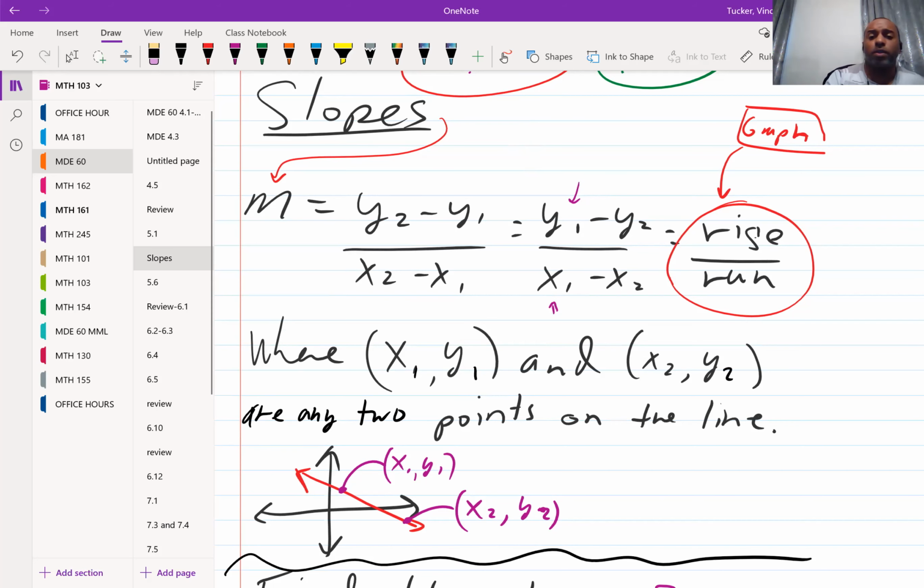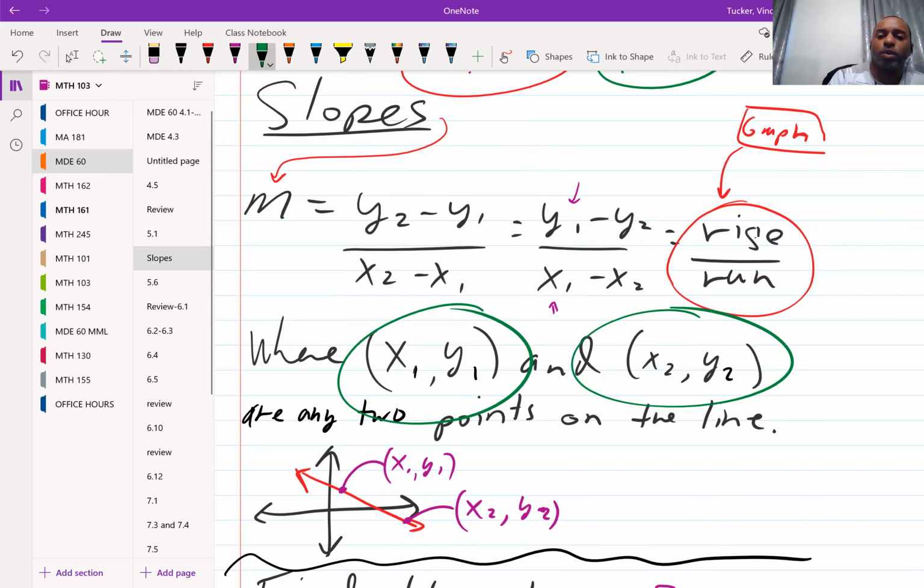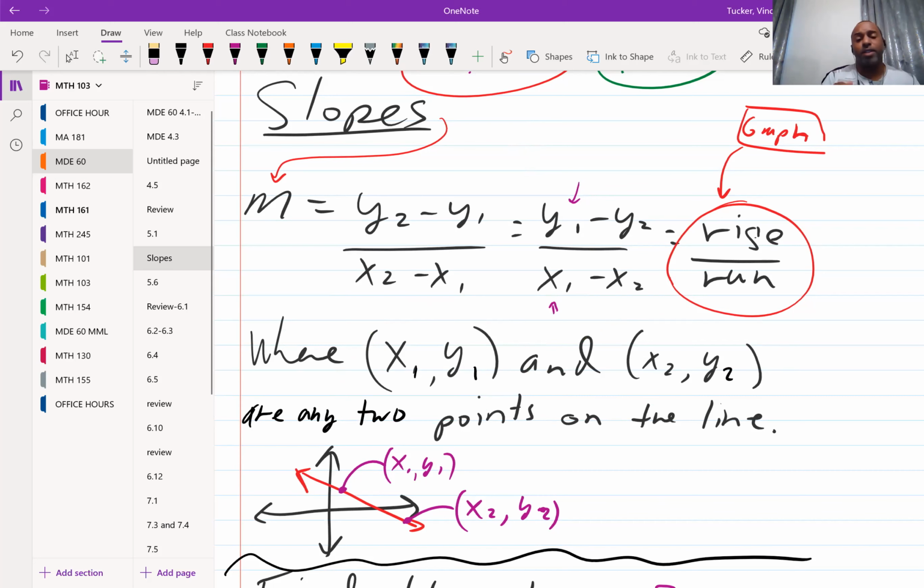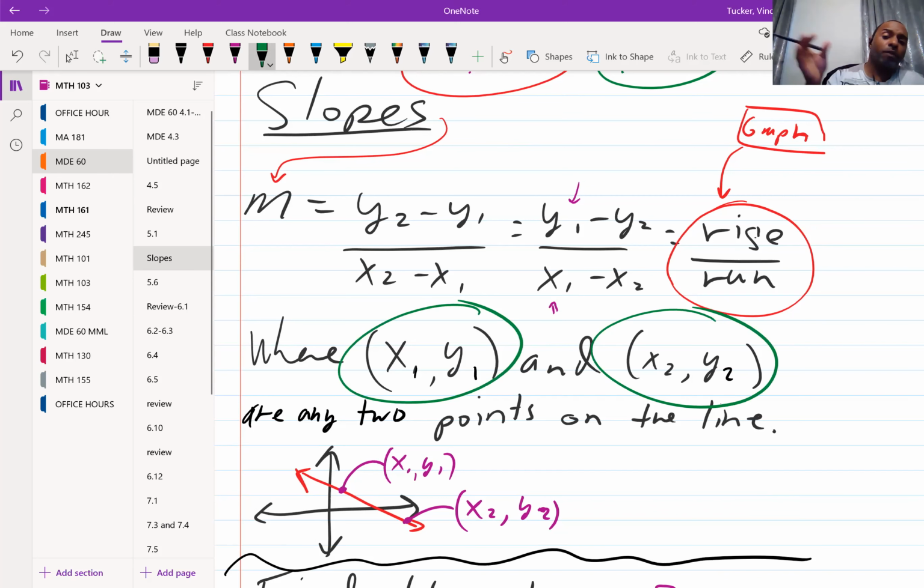Notice I said x1, y1, x2, y2, two different points on the line. We only have 26 letters in the alphabet and we ran out of letters. So instead of using just X and Y, we're using X1 and Y1. It's just another way of notating that this is point 1 and this is point 2. Remember, all of your coordinates are going to have X and Y. So that's point 1, which is x1, y1, and point 2 is x2, y2.